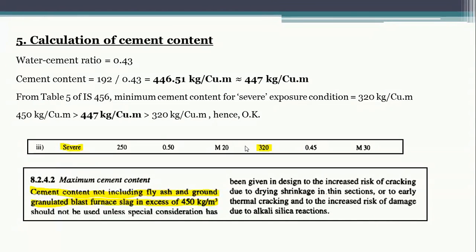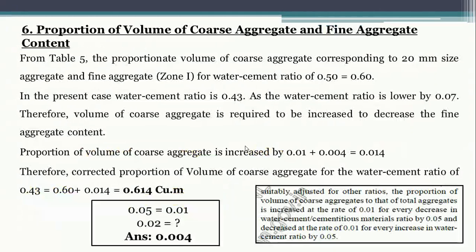If you get a value of more than 450, then you have to take the maximum 450 only, whatever may be the value. Even if you get 470, 480 and all, the maximum you can take from the code book is 450 only. Our value lies between the maximum and minimum cement content. Hence, 447 we can use as the cement content.